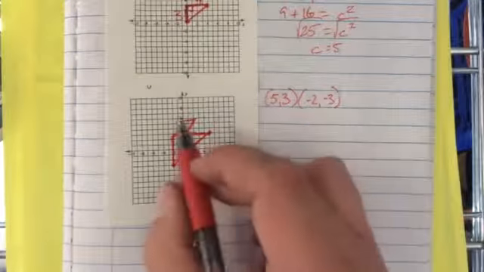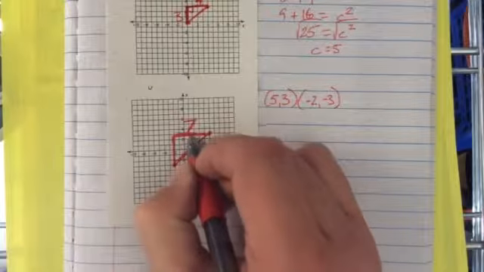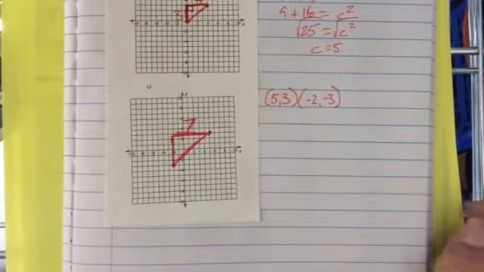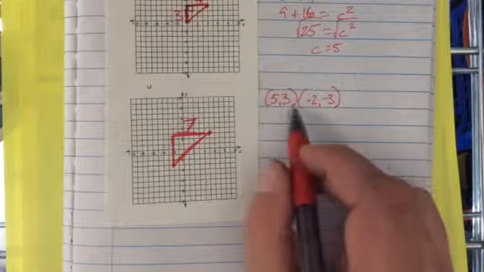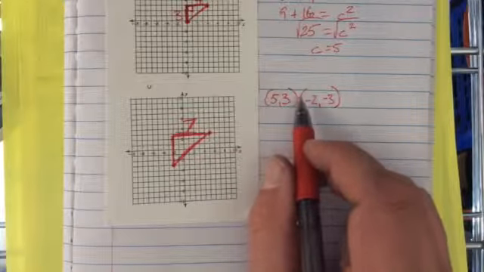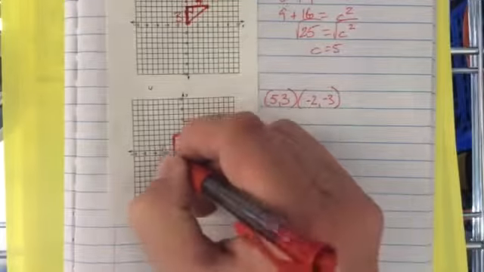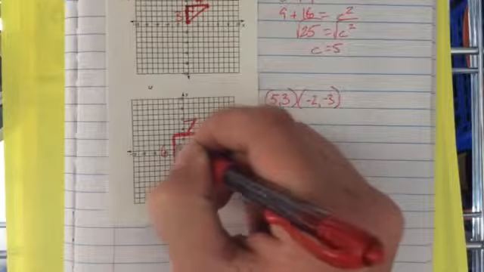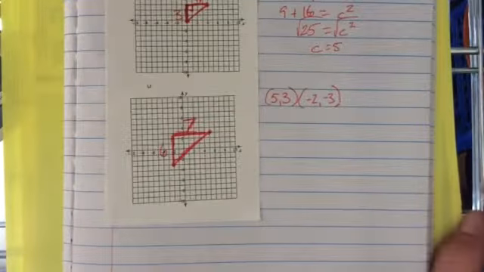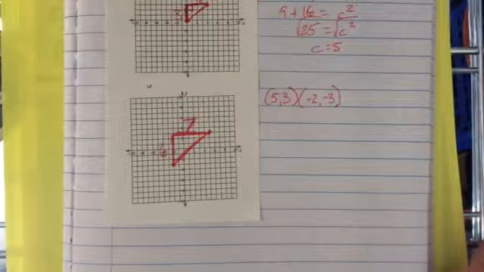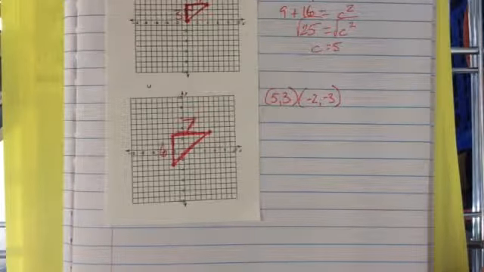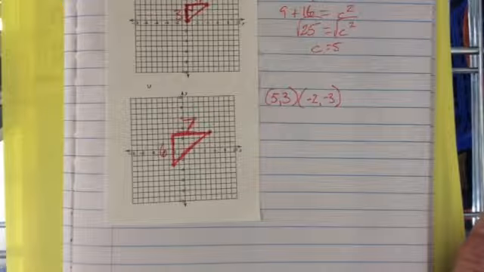So we can just count 1, 2, 3, 4, 5, 6, 7. The difference between our y values, 3 minus a -3, is 6. Or we can just count 1, 2, 3, 4, 5, 6. No negatives, you just add the numbers. We can't have negative distance. So all you really have to do is count.